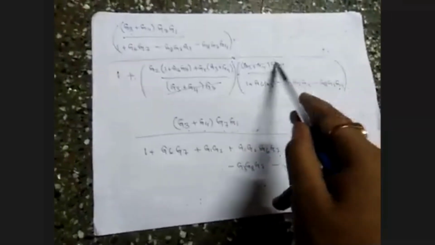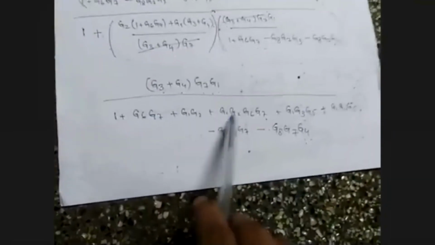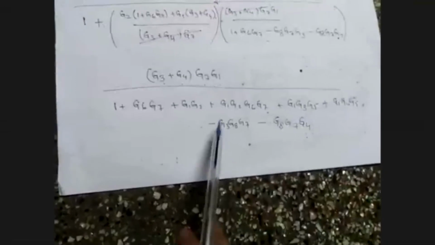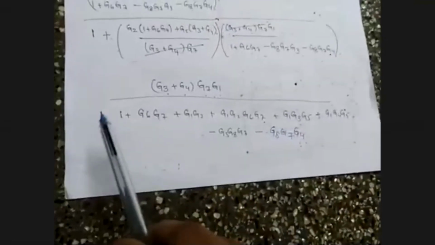Now, after the cancelling process and after reduction of this particular equation, we will be getting the final answer, that is (G3 plus G4) into G7 G1 by 1 plus G6 G7 plus G1 G2 plus G1 G2 G6 G7 plus G1 G3 G5 plus G1 G4 G5 minus G3 G8 G7 minus G8 G7 G4, and this is the final answer. Thank you.